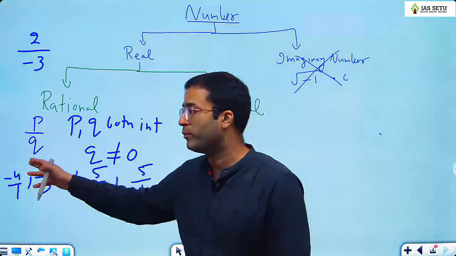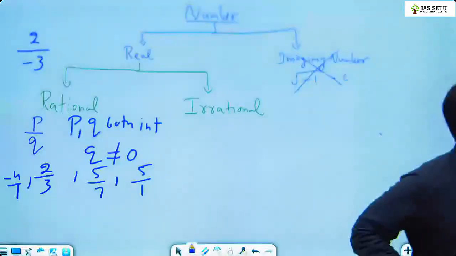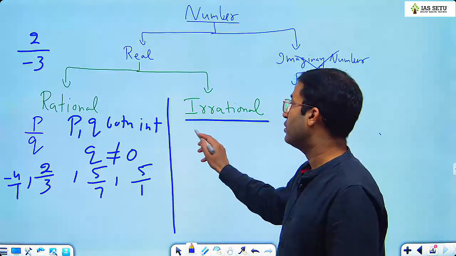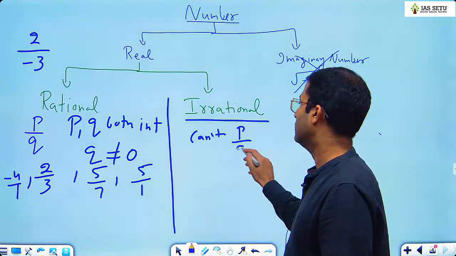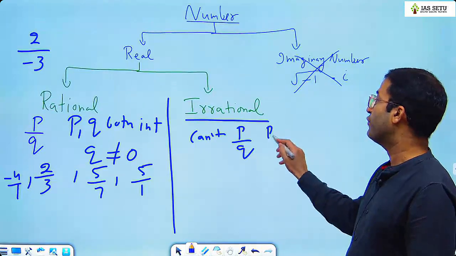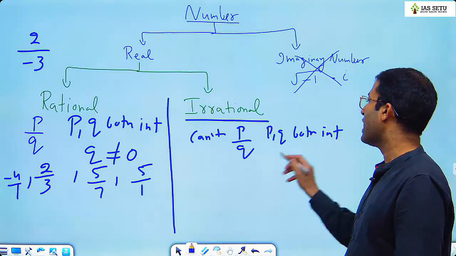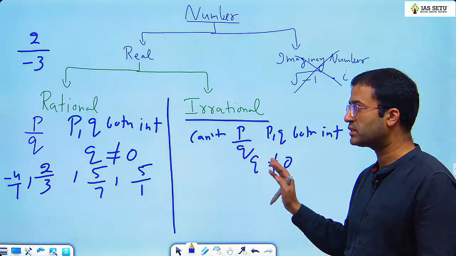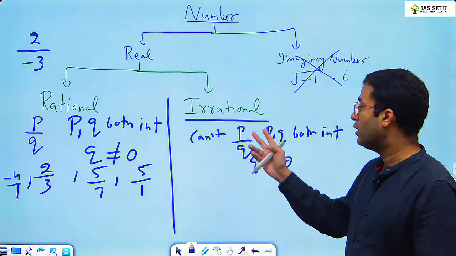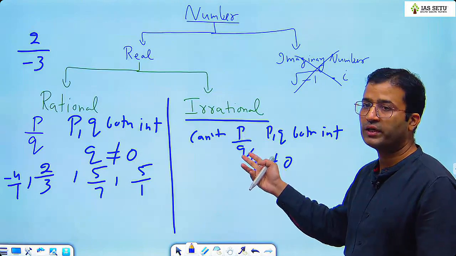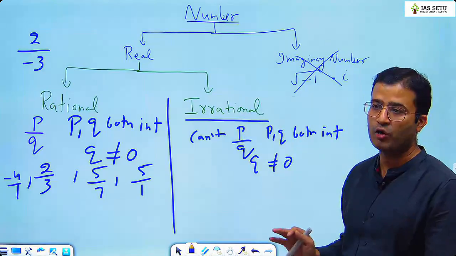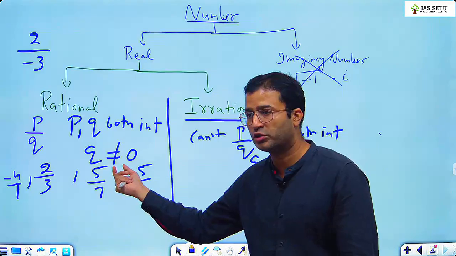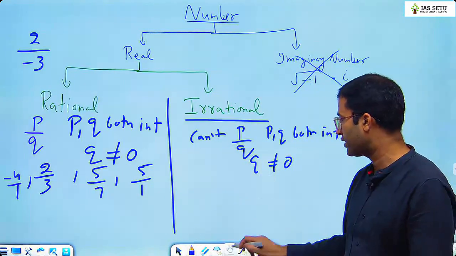Here we express in the form of P by Q, where P and Q both are integers, but Q cannot be 0. Whereas an irrational number, we cannot express in the form of P by Q, where P and Q both are integers and Q is not equal to 0. The idea is that out of numerator or denominator, any one is not an integer, or both are not integers. When both are integers, it is rational, except Q equal to 0. I will give you an example, then you can understand.